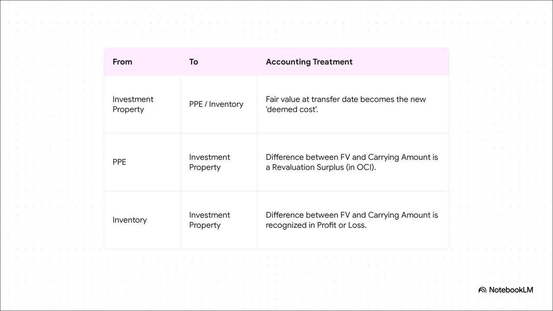Okay, this slide right here is pure study guide gold. Seriously, screenshot this. This little cheat sheet tells you exactly what to do when transfers happen under the fair value model. And pay close attention to how the treatments are different. See that? Transferring from PPE to investment property, that creates a revaluation surplus in OCI. But transferring from inventory, whoa, that difference goes straight to profit or loss. Know this table. It will save you.